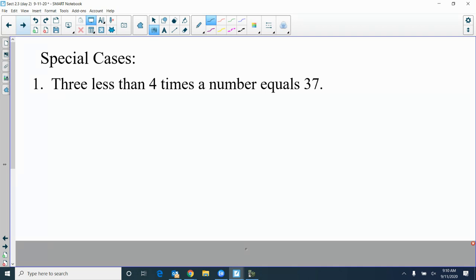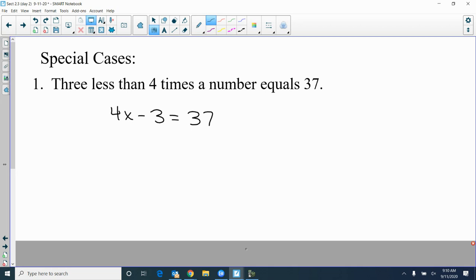It's 7, right? And then how do I get 7? You have to do 10 minus 3. This is when it's "less than." You flip the order. So 3 less than 4 times a number. Well, 4 times a number is like 4x. How am I going to flip that order? It's going to be 4x minus 3 equals, and it's always an equal sign, 37.